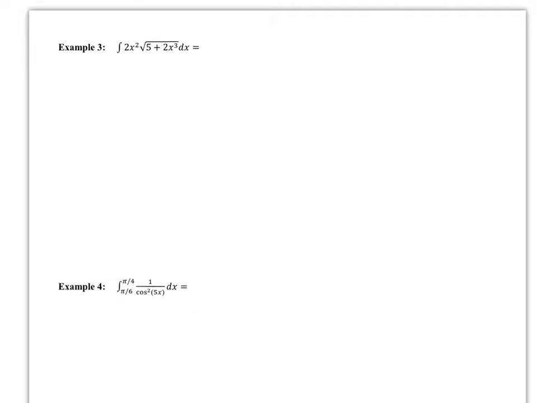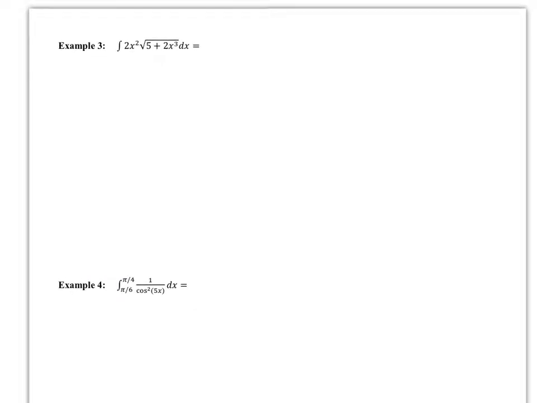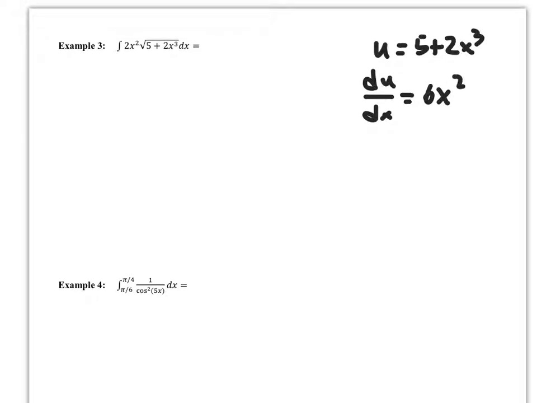Alright, so how about in a more complicated situation? So in a situation like this, my first hint would be take the highest power expression and work with that as your u. Right, so I'm going to call u 5 plus 2x cubed. So du dx is equal to, it looks like 6x squared. I want dx alone. Well, almost alone.